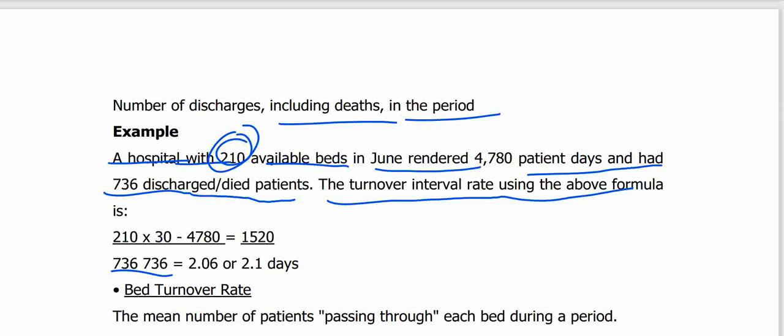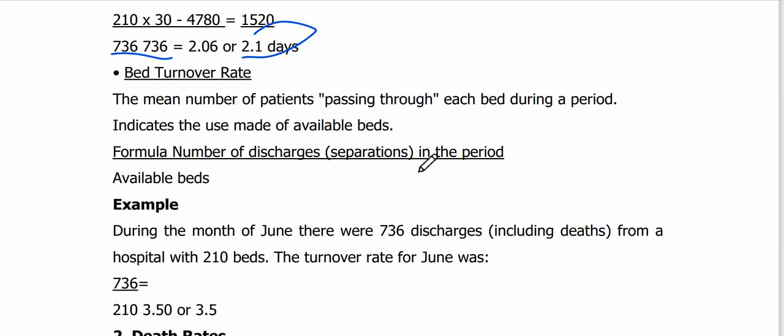what are we dividing with? That is 736, and that will give us 2.06. Get your calculator, divide that and multiply. When you round it up, it will give you 2.1 days. That is the turnover interval.